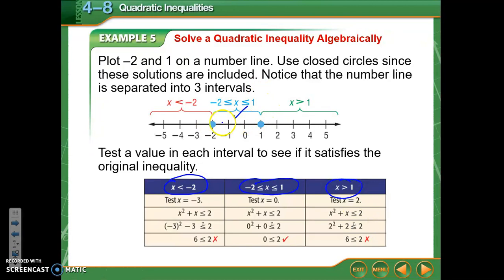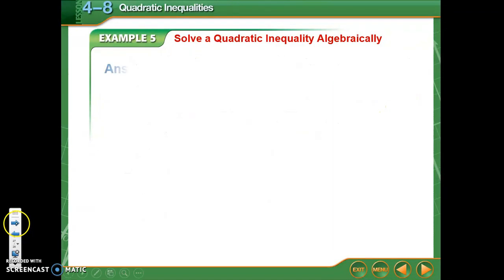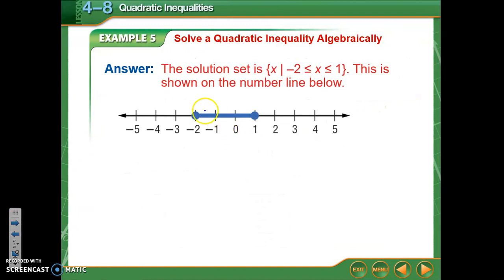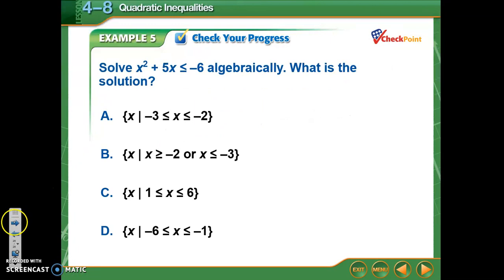So where are my solutions? Well, they have to be where it's true. So between negative 2 and 1. It doesn't work here, and it doesn't work here. So I would write the set of x such that negative 2 is less than or equal to x, which is less than or equal to 1. Why am I saying less than or equal to? Because we have the equal to in our original inequality, so it's going to be less than or equal to. So this would be the set of x values that would make that original inequality true. So I want you guys to try the same thing here.